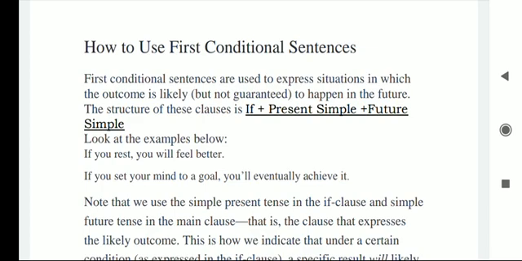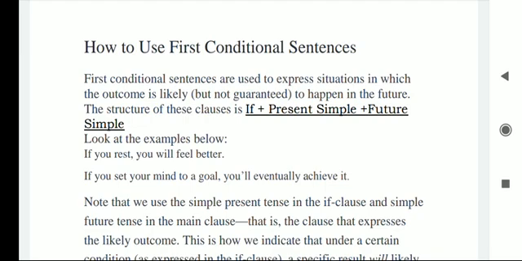The structure of first conditional sentences: first conditional clause is if plus present simple plus future simple. Now have a look at the examples below. If you rest, you will feel better. If you rest, this is present simple. You will feel better, this is future simple. So this is a first conditional sentence.